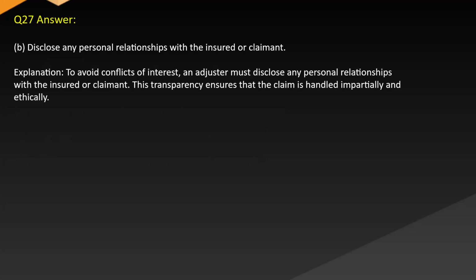Answer: B. Disclose any personal relationships with the insured or claimant. Explanation: To avoid conflicts of interest, an adjuster must disclose any personal relationships with the insured or claimant. This transparency ensures that the claim is handled impartially and ethically.